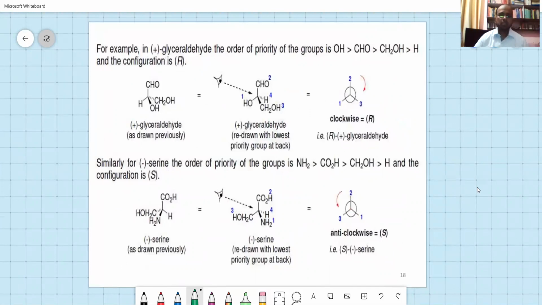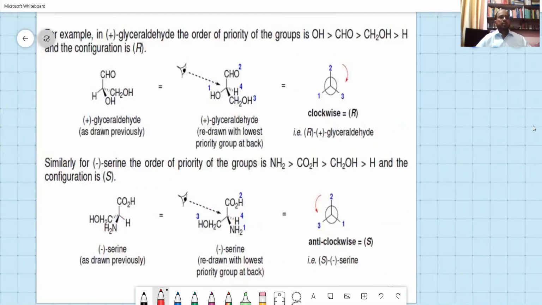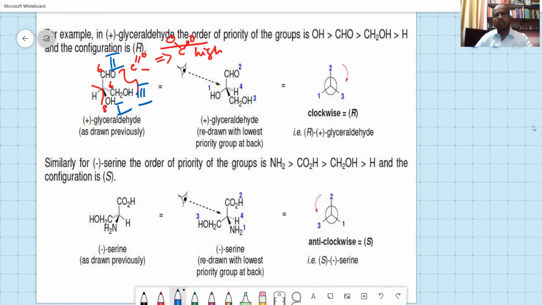Priority groups are there. Here, H is the last priority, O is 8, this is 6, this is also 6. Between these two, CHO is there. So how do you write? You have to write it as O, O, H. Okay, that means this will be the first priority, and this will be the second priority, and this will be the third priority. Okay, but depending on the exchanges, it may change.